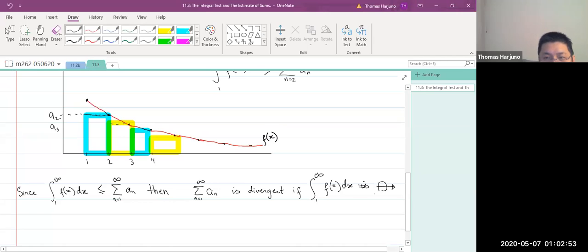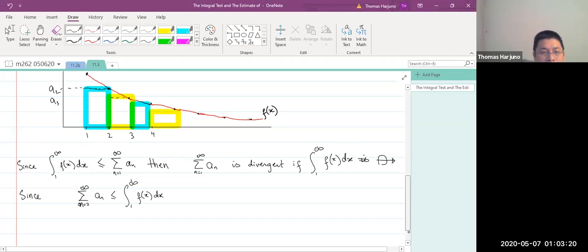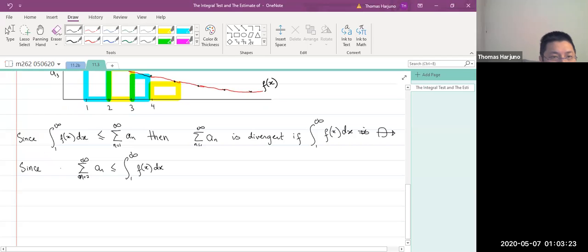Now, on the other hand, since the summation from 2 to infinity of a sub n is less than or equal to the integral from 1 to infinity of f(x) dx, and adding the first term will make it the full series.